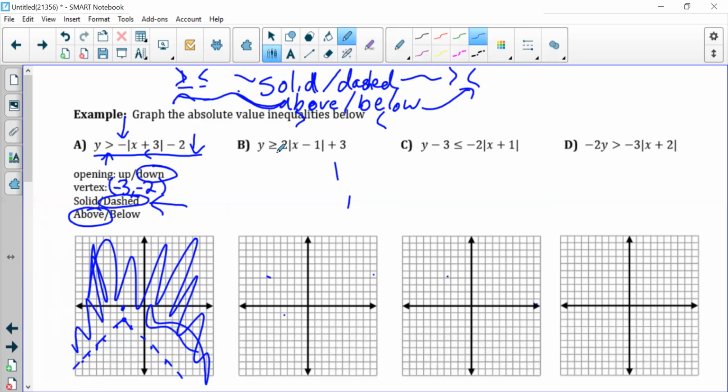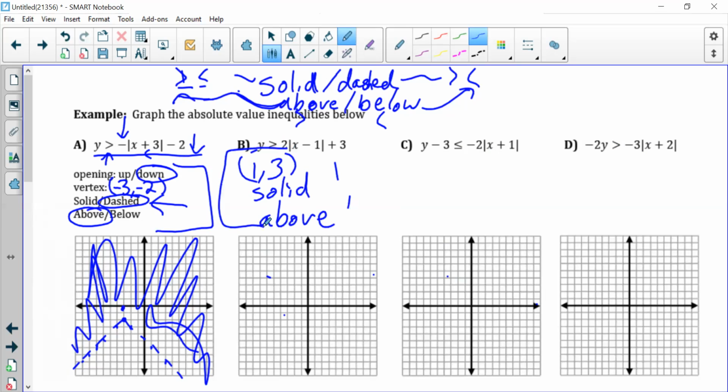Our opening, we're going to open up. So it's opening up. Our vertex is at 1, 3. We're going to have a solid line, and I'm shading above. When we're doing quizzes and tests, unless it specifically wants you to select it and write it down, you do not actually have to write down all of this stuff. All right? If you know it well enough that you can go directly from the equation to the graph, go for it. I'm writing it down now for emphasis just so you can see what I'm thinking.